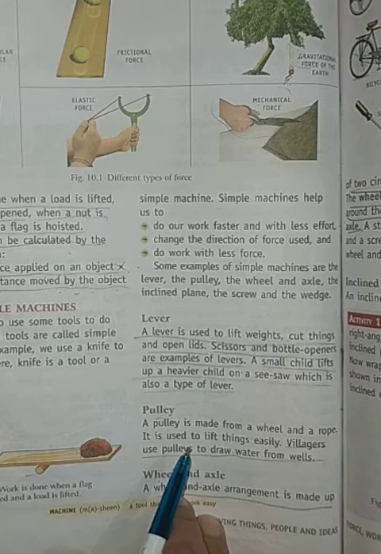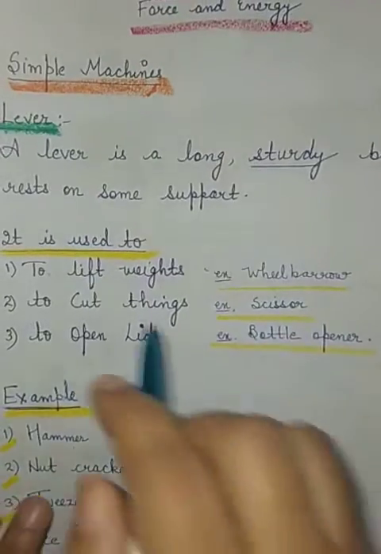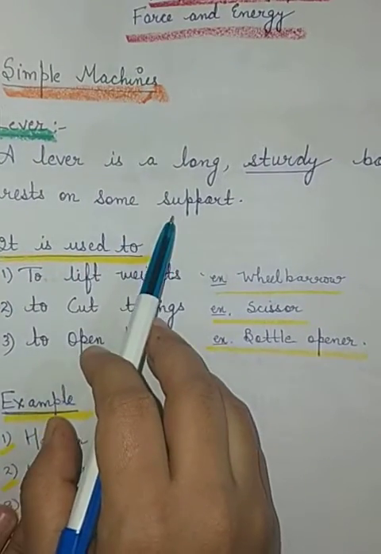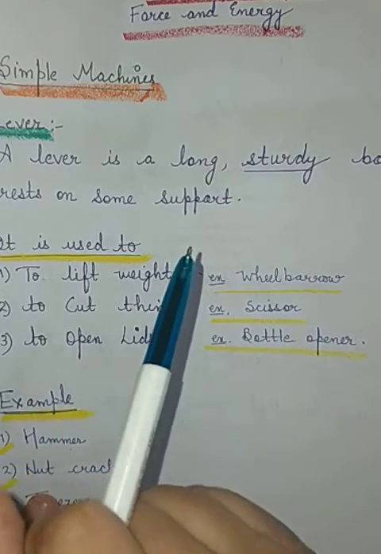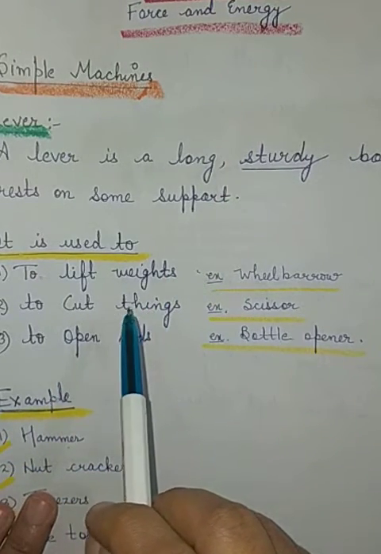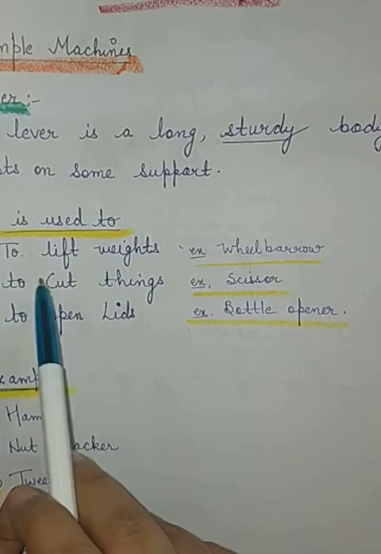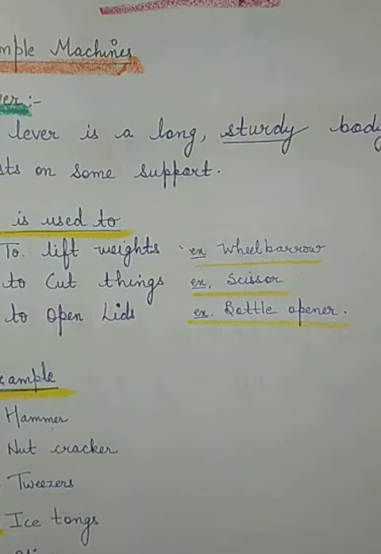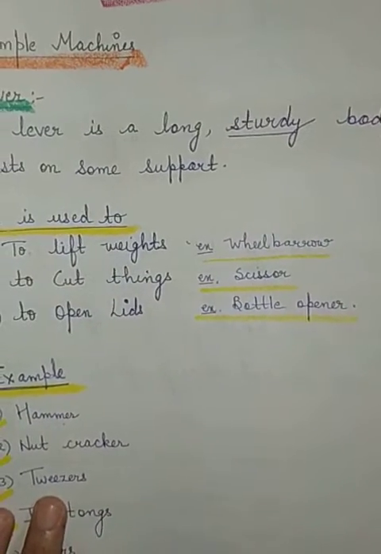In short, a lever is a long sturdy body that rests on some support. It is a long body which always rests on some support to perform some particular function. Now, in the book it is written that it is used to lift weight. For example, a wheelbarrow. If you see the wheelbarrow picture, it is used to lift weight.